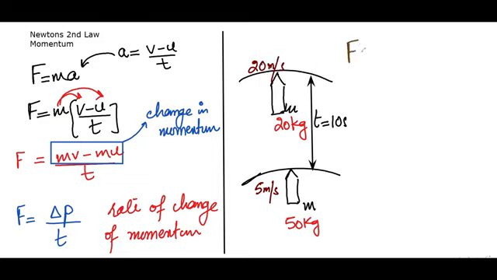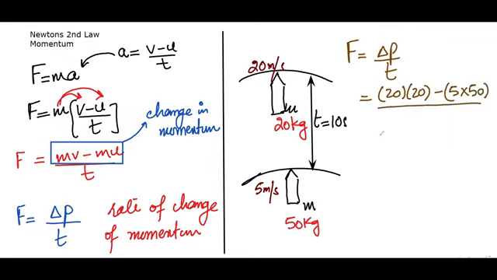So let's put F equals the change in momentum divided by the time taken for the process, right? What's my final momentum? That is the final velocity multiplied by the final mass. That would be 20 into 20, minus my initial velocity and initial mass, that would be 5 multiplied by 50, divided by the total time for the process, that is time t, 10 seconds.